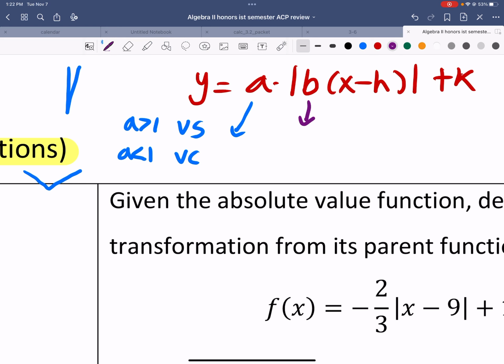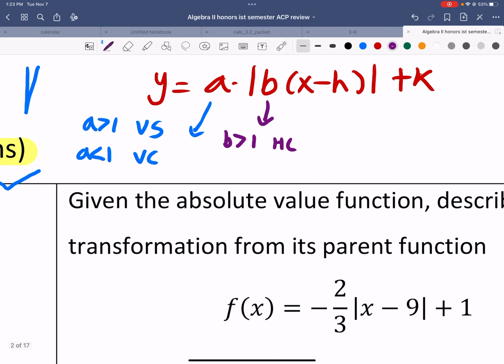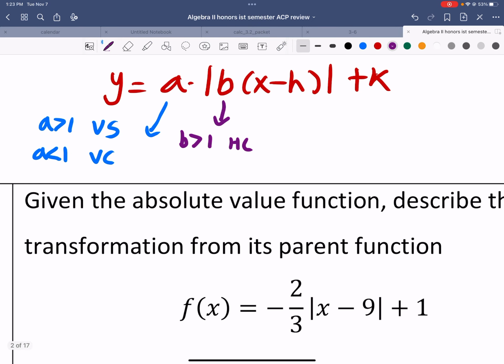B is a horizontal change, which means if B is greater than 1, how can I make it narrow? Horizontally compress. If you compress it horizontally, it's going to make it narrow. If B is less than 1, that's going to be horizontally stretched, which means if you stretch your hairband horizontally, that's going to make that hairband wider to the left and right. So that's what I mean here.